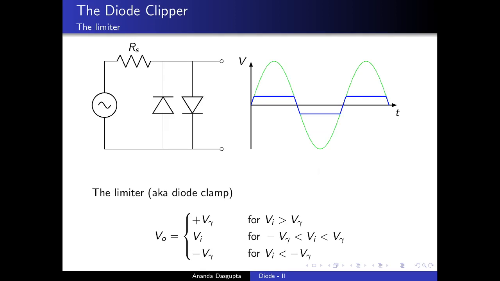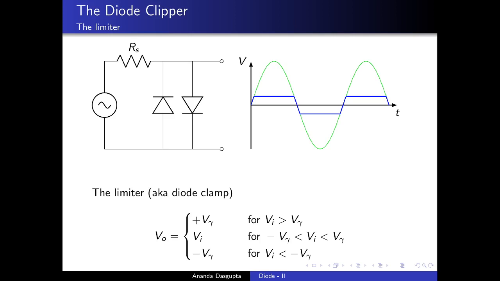The next circuit that we will look at is called the limiter, also called a diode clamp, but please don't confuse it with a diode clamper. The two are different circuits. And this circuit looks rather trivial. It's just that in place of one diode, which was either pointing up or down in the case of the two clippers that you saw before, here you have two diodes connected across each other in parallel, but pointing in different directions.